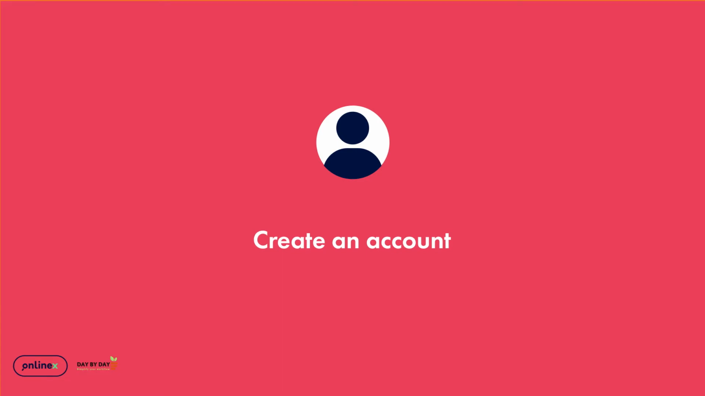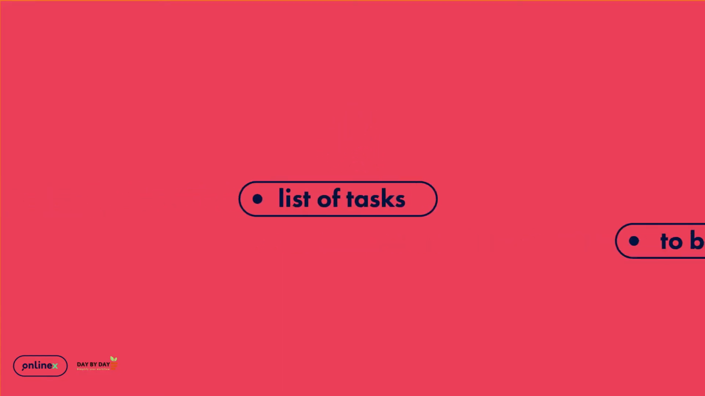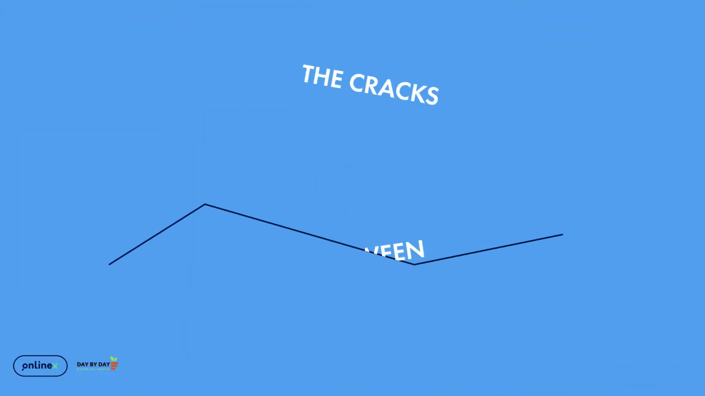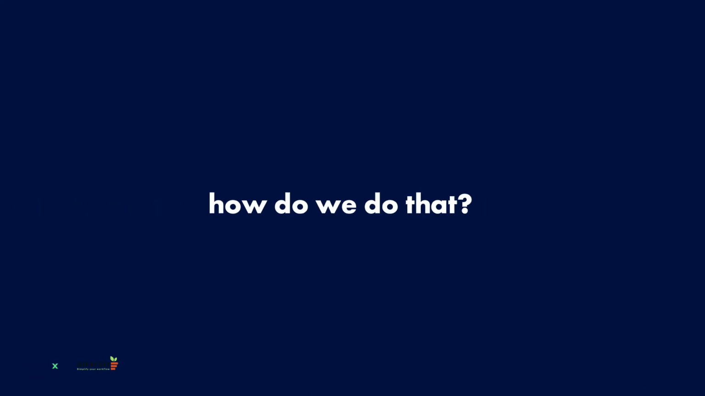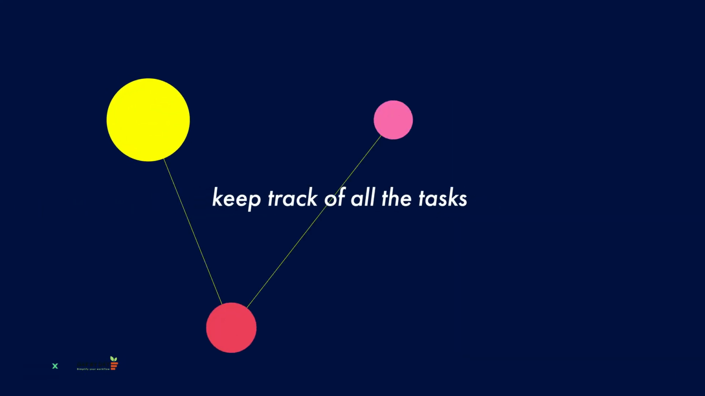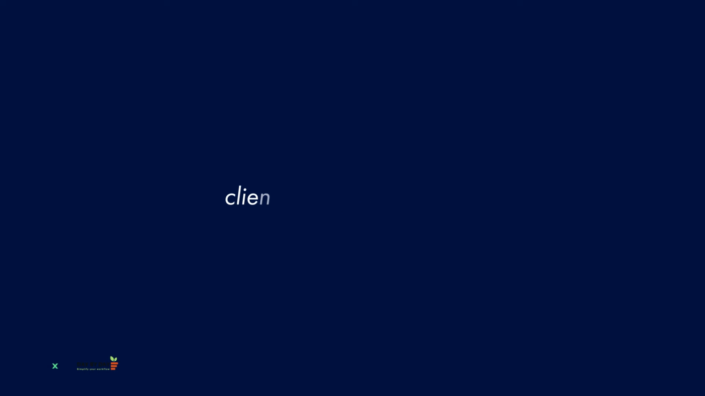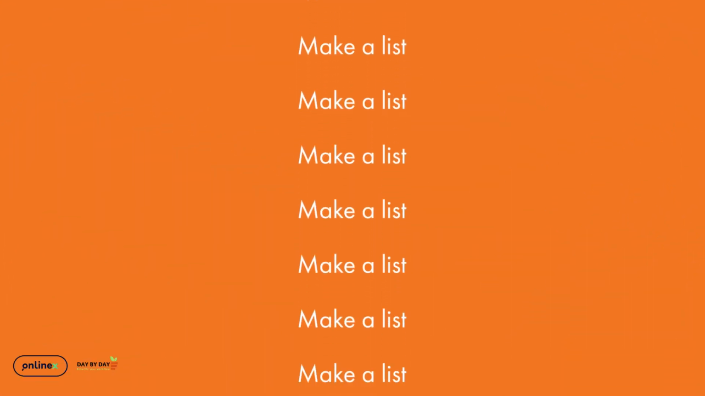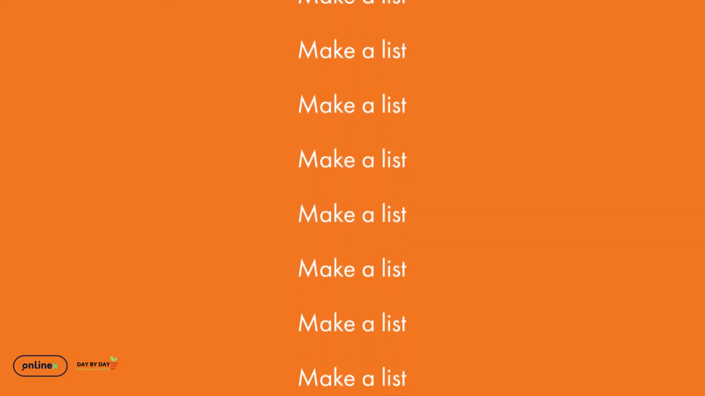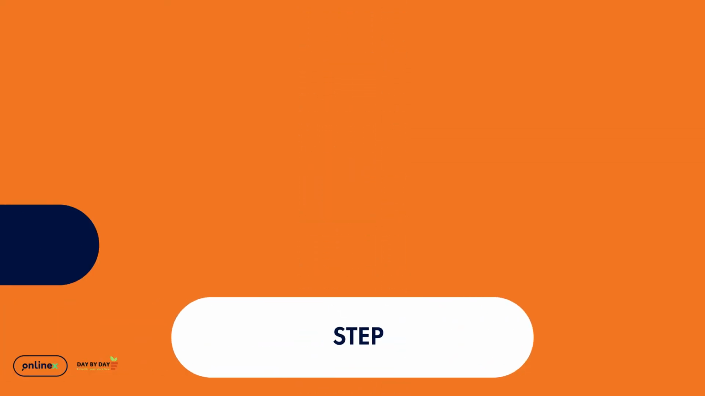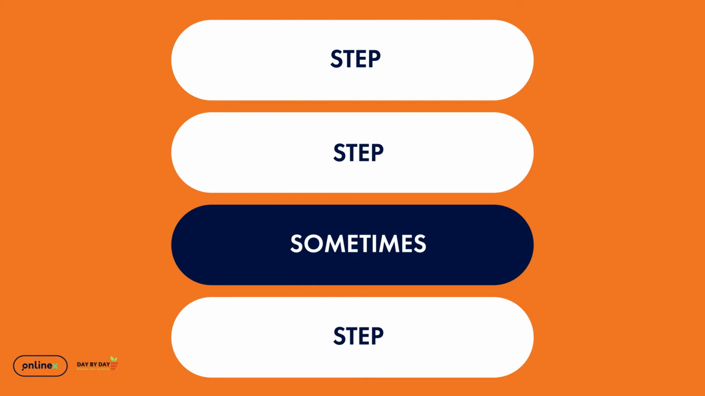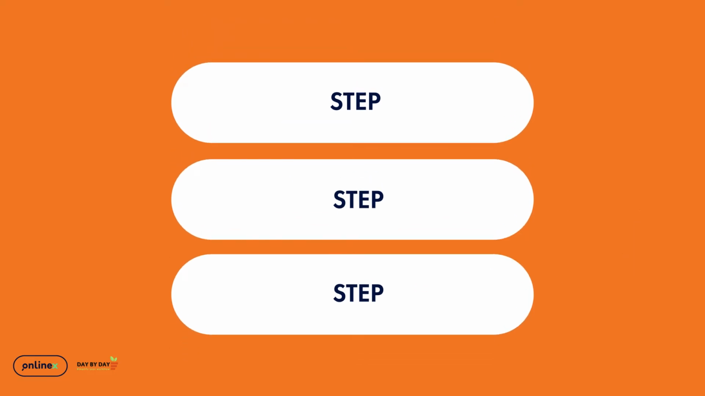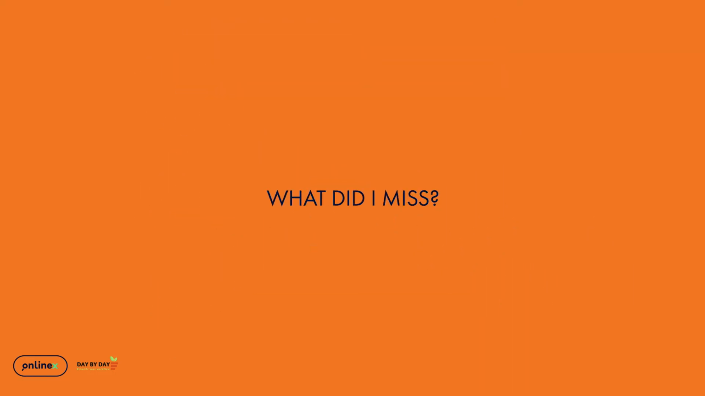Whatever your next steps are, you want to have a list of tasks that need to be completed to ensure that nothing falls between the cracks. So how do we do that? How do we keep track of all the tasks we need to do in order to ensure our clients get the best service? Make a list of all the steps you have to go through every time you onboard a new client. You can also add steps you only go through sometimes. It's easier to delete steps than it is to think, what'd I miss?